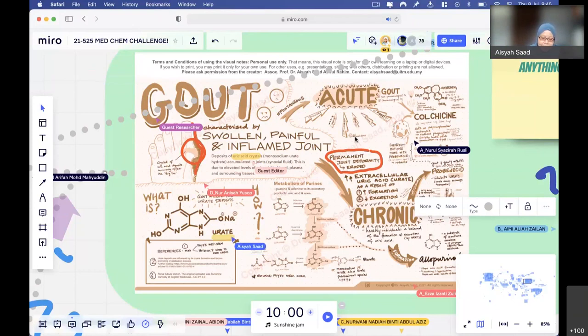And urate is made of this pyrimidine ring, and also the imidazole ring. They have these two OH groups on top and on the side of the pyrimidine ring. When these urates are elevated, why can this uric acid be deposited a lot in the joints, certain areas in the body?